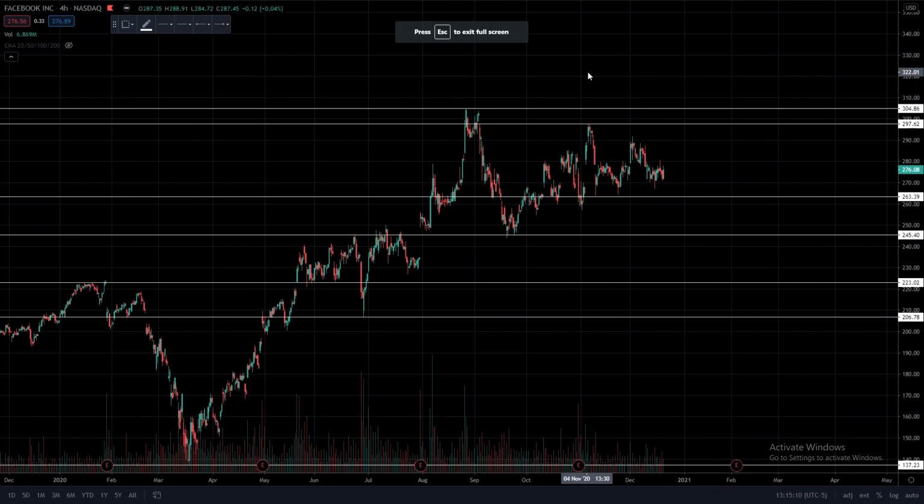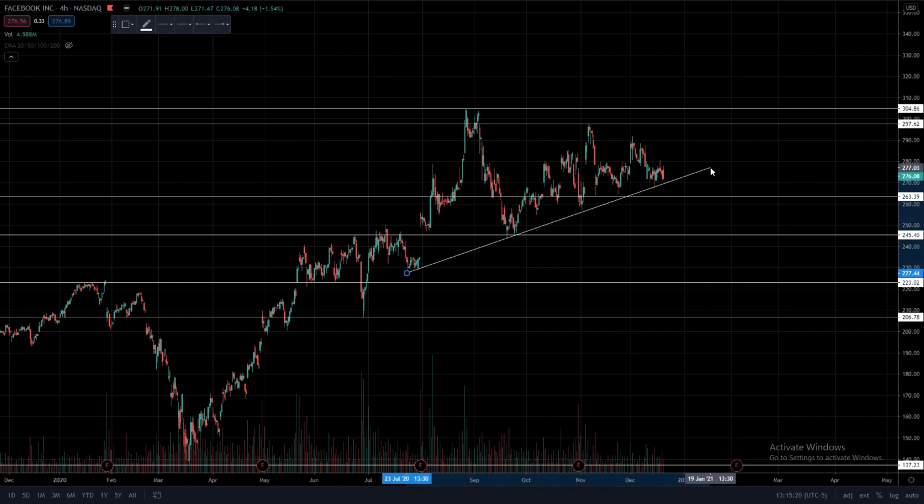Now that we have our support and resistance levels, we're going to want to identify patterns that could possibly be in play. Now I know that Facebook has a symmetrical triangle pattern in play, as you can see right here. I'm going to draw it out.